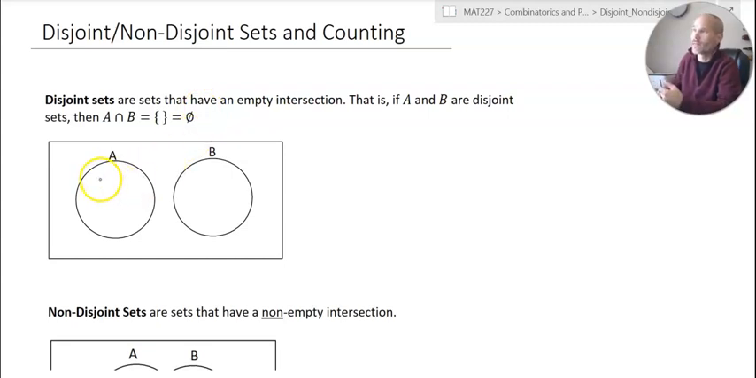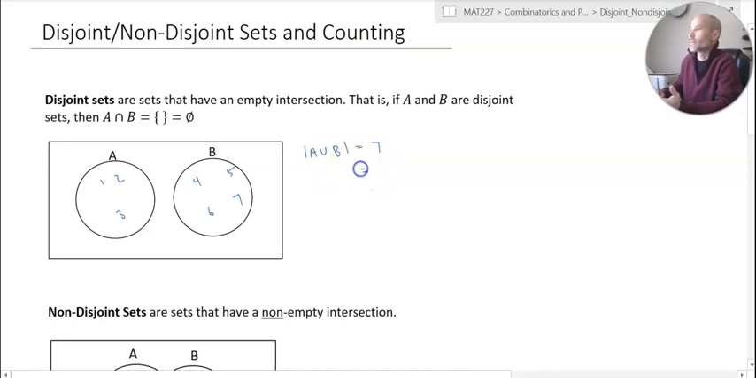For instance, the set A could have three elements like 1, 2, 3, and maybe set B has elements 4, 5, 6, and 7. Well, if I want to count the number of elements inside of A union B, remember A union B means take all the things from A, all the things from B, and put them together. How many things would you have? Well, you'd have 7, right? Because you have 3 here, and 4 there, so basically 3 plus 4. In this case, notice that it's adding the number of elements in A plus the number of elements in B. Remember, we use absolute value for that. Absolute value just means how many, the quantity, the magnitude.